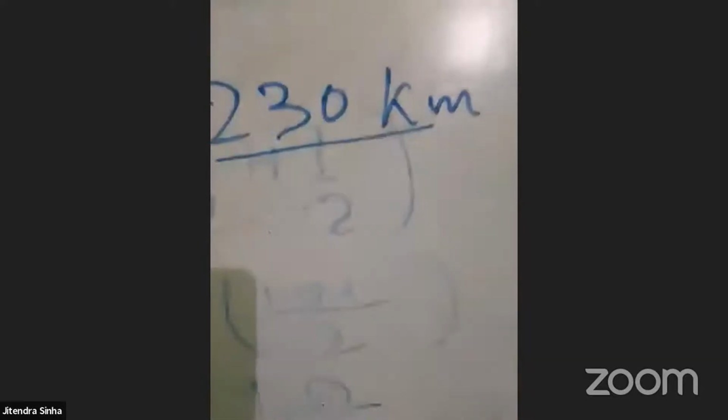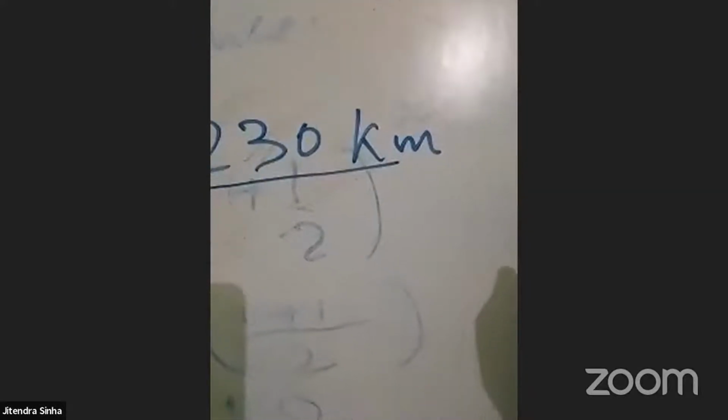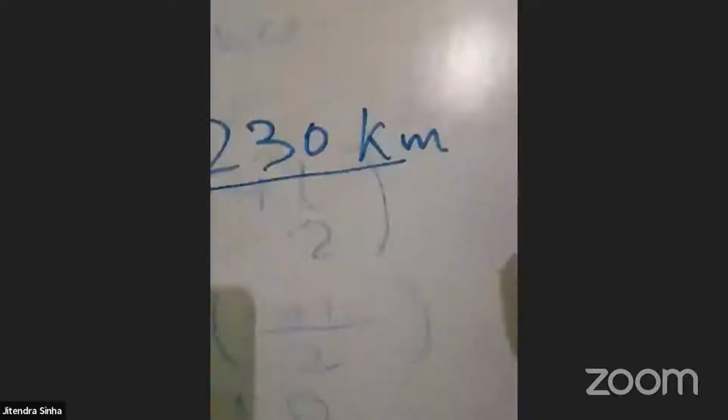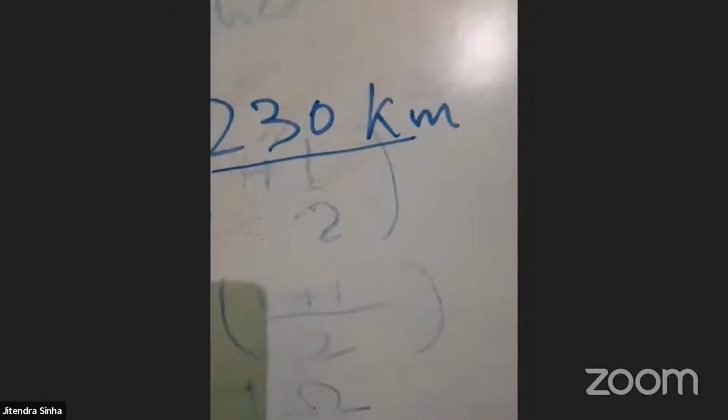मतलब 230 किलोमीटर को कितने स्पीड में कवर किया हो? 70 किलोमीटर पर आवर और 80? Sir, 80 kilometer per hour. 80 किलोमीटर पर आवर, यही ना? अच्छा, नेक्स्ट। Yes, sir. Sir, average speed 70 kilometer per hour.